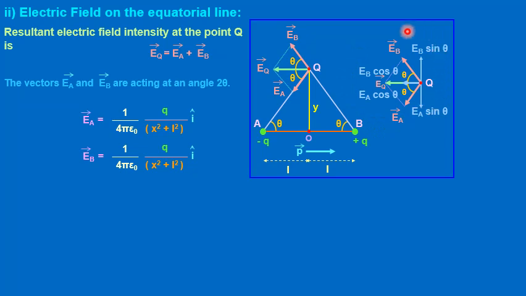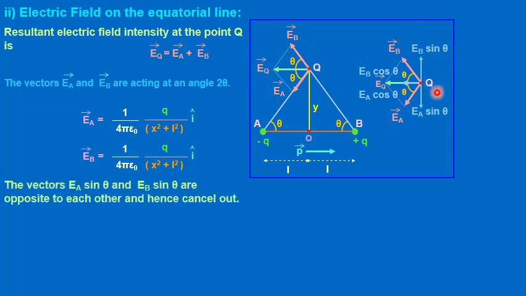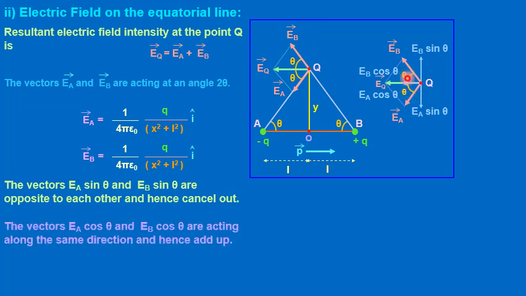As we can see in this diagram, by breaking into components, we can find that the vectors EA sin theta and EB sin theta are opposite to each other and hence cancel out. The vectors EA cos theta and EB cos theta are acting along the same direction and hence add up.